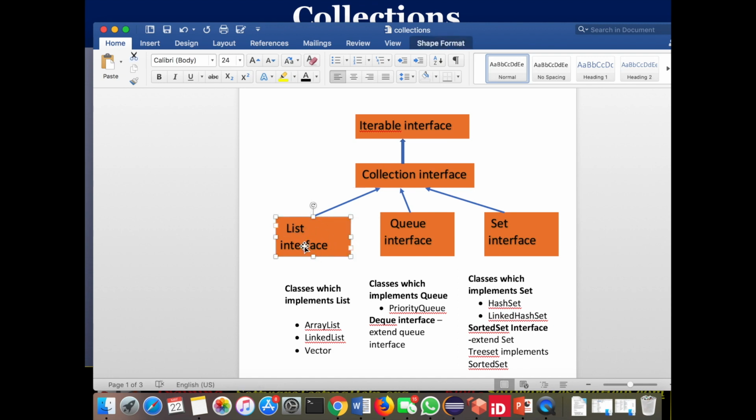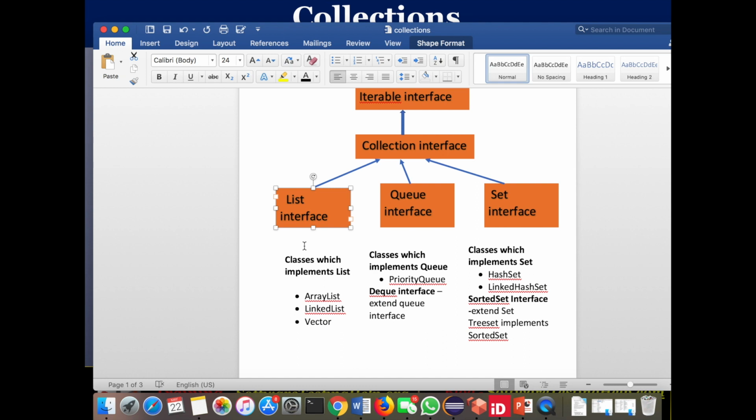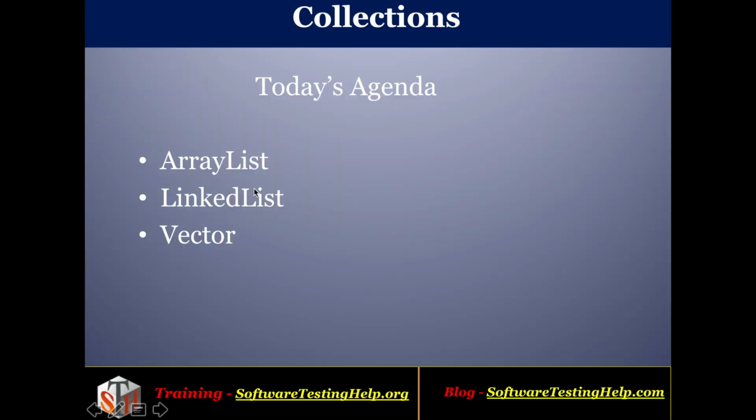In the List interface, we have three classes which are implementing the List interface. One is ArrayList, the next one is LinkedList, and the other one is Vector. In this tutorial, we are going to see all these three classes with examples.